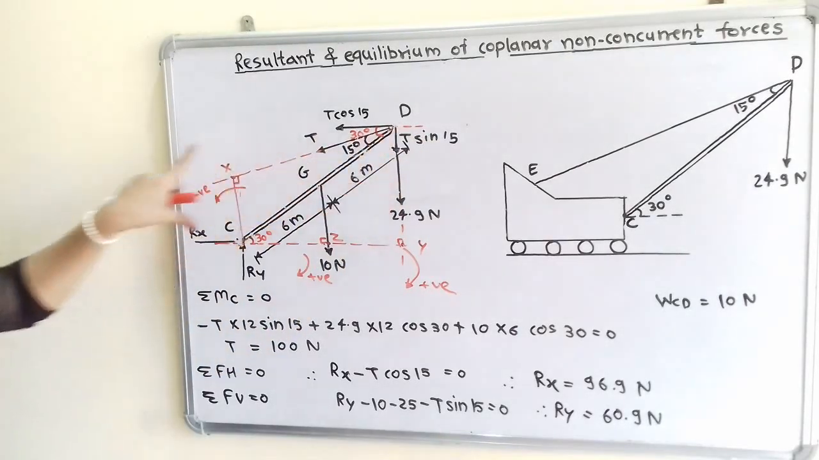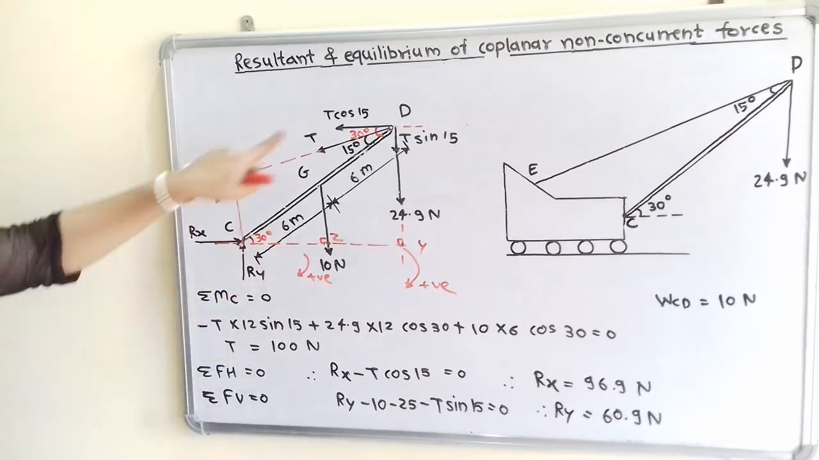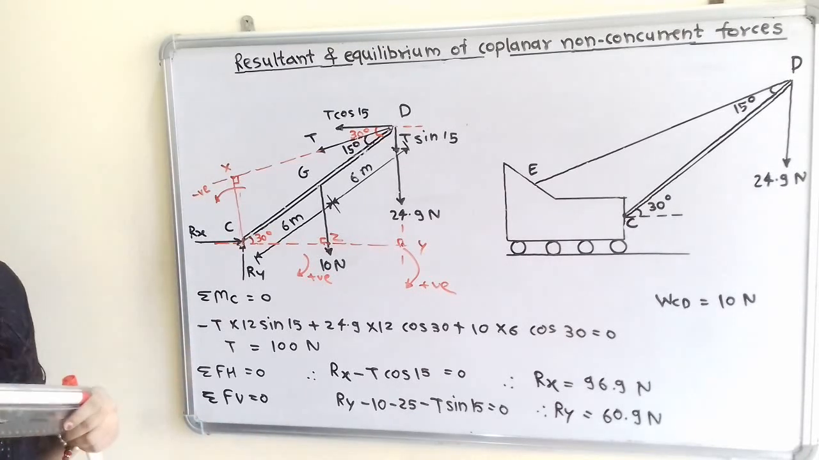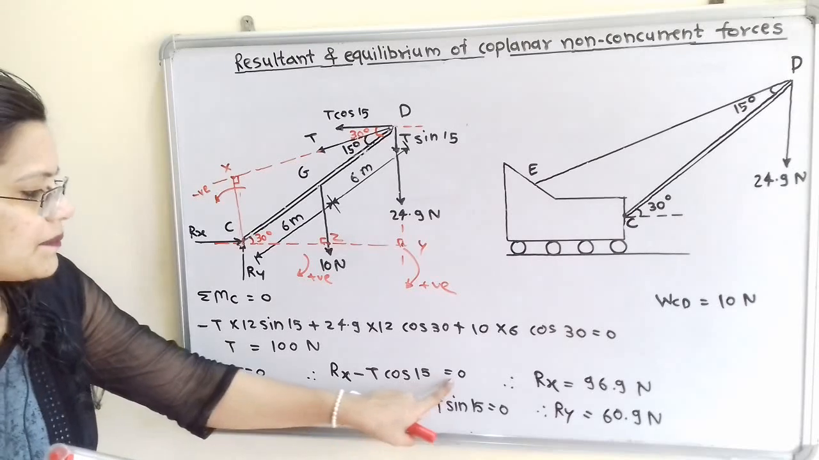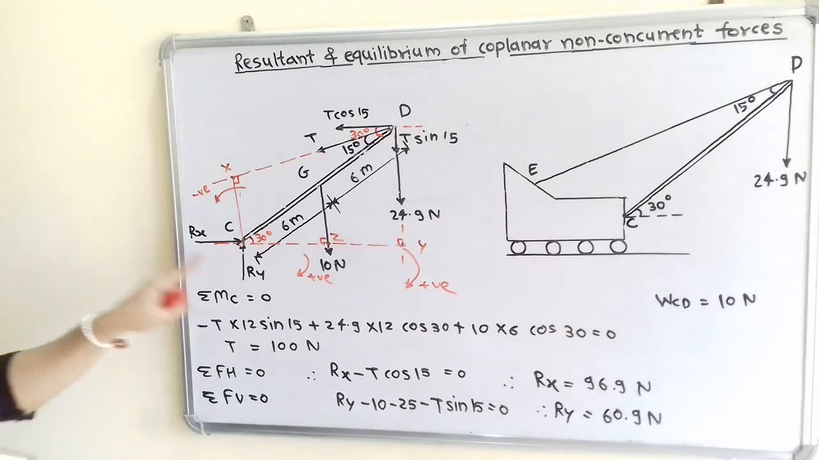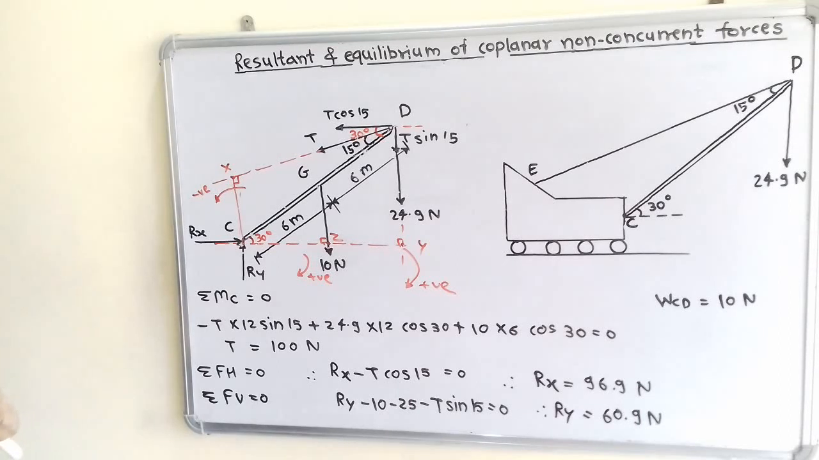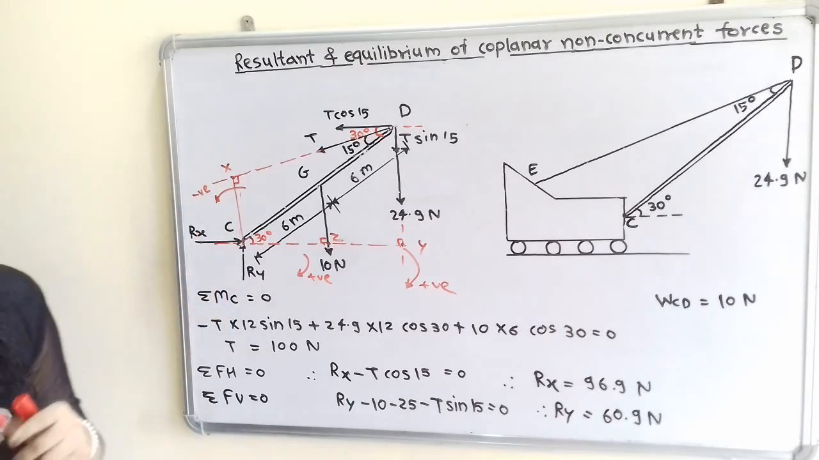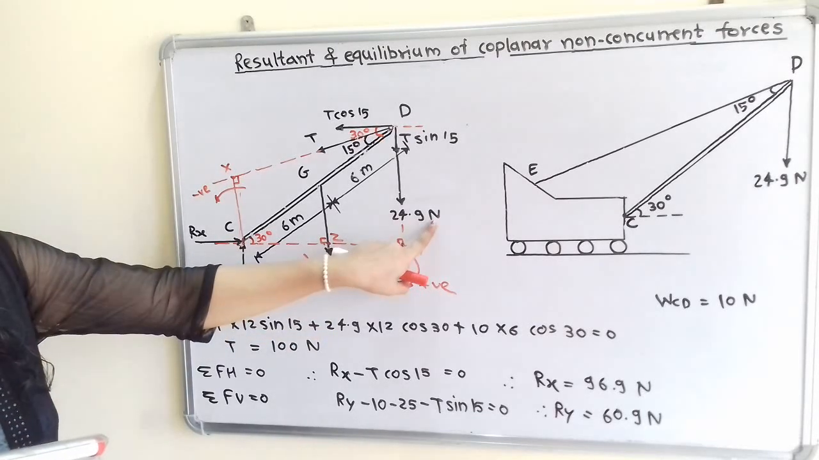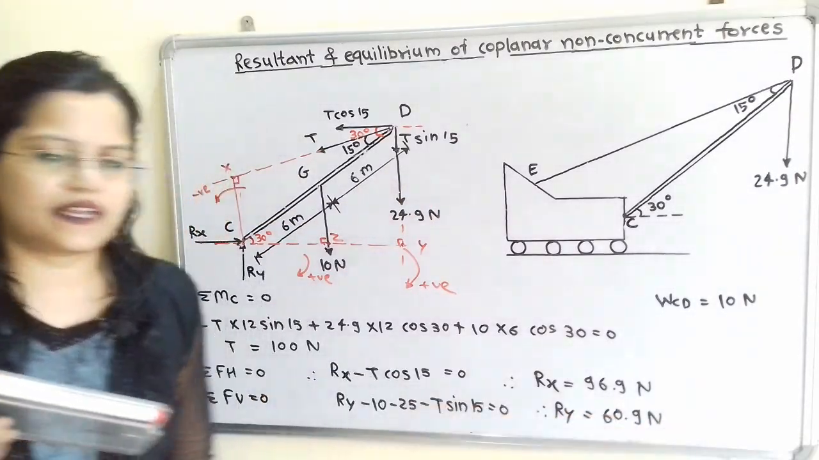Now for the summation of all horizontal forces, Rx is acting towards the right hand side, and T cos 15 is acting towards the left hand side. So Rx minus T cos 15 is equal to 0, and therefore Rx is equal to 96.9 Newton. Now we will find Ry. For that, the summation of all vertical forces is equal to 0. So Ry is in the upward direction, so we take a positive sign: plus Ry minus 10 minus 24.9 minus T sine 15. So Ry is equal to 60.9 Newton.